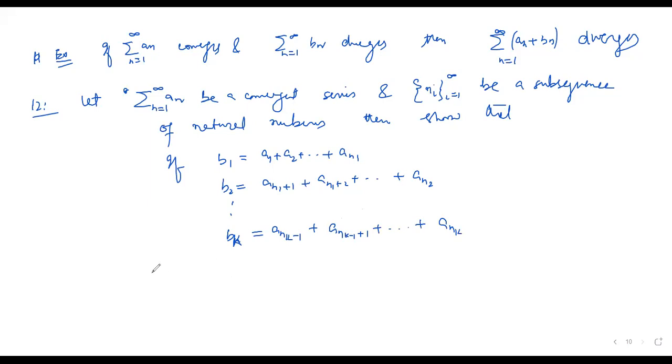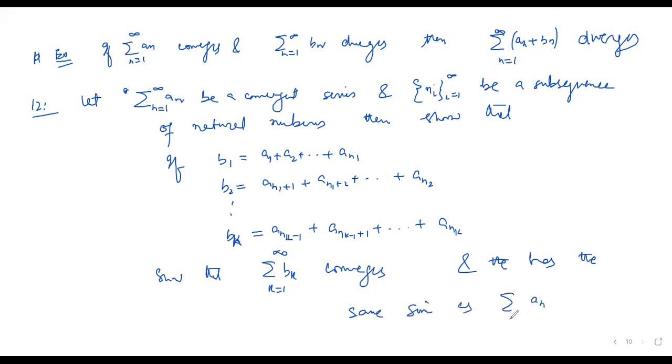If we take a series like this, then show that summation b_k, k runs from 1 to infinity, converges, and has the same sum as summation a_n, n runs from 1 to infinity. This is very interesting. A subsequence means these are a subset of natural numbers preserving the same order. Suppose n_1 is equal to 2, n_2 is equal to 5, then b_1 is a_1 plus a_2, and b_2 will be a_3 plus a_4 plus a_5.